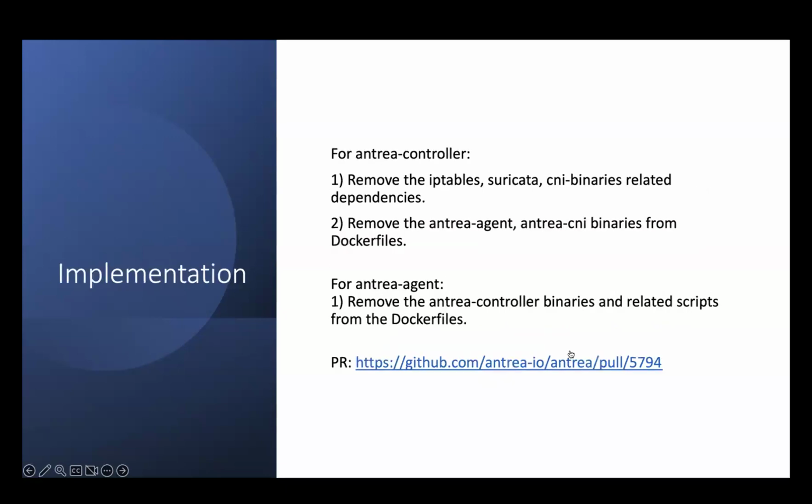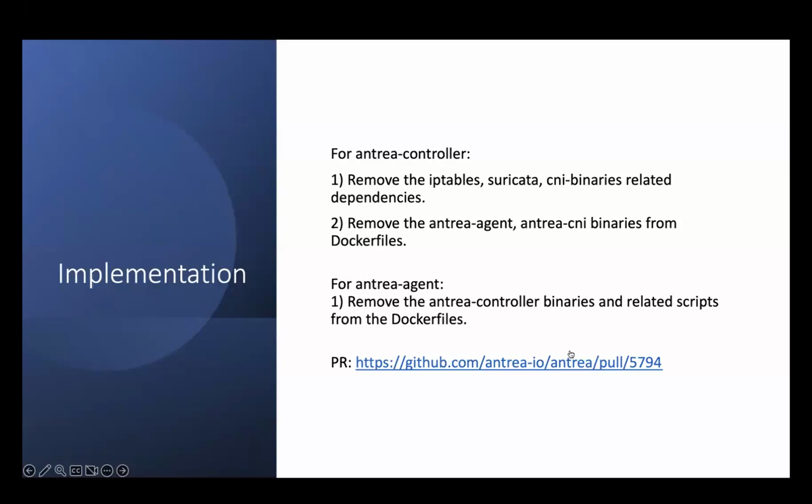Moving forward, how we implemented this and how we reduced the size for the Antrea agent and Antrea controller. Basically, in the unified image that we had, we were installing the iptables libraries, we had the Suricata dependencies, we had all the CNI binaries like loopback, portmap, bandwidth, and all these binaries were there. And then we were building the Antrea agent and Antrea controller all in the same Dockerfile, and all OVS related dependencies were also there.